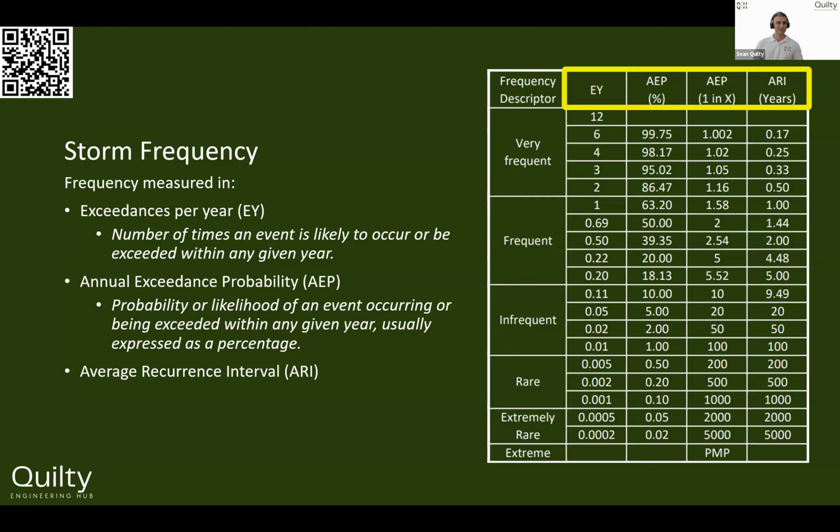Unfortunately, a lot of the media still uses the ARI, which is really annoying. There are many articles that I just laugh about, but it's still pretty dangerous, where they'll talk about 1 in 100 year storms and say we're right for another 99 years, nothing to worry about. But obviously that's pretty misleading. Anyway, that's the storm frequencies, and that's how we can classify those.